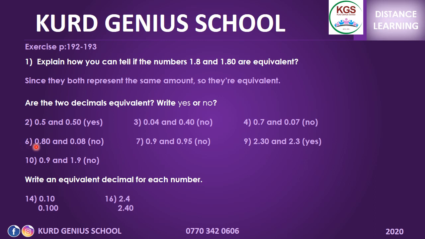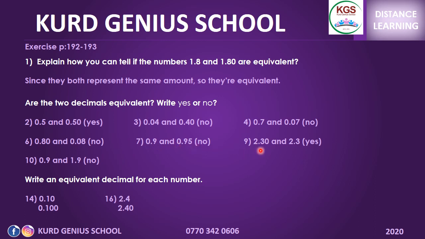Number 6. 80 hundredths and 8 hundredths. Are these two equivalent? No. Why? Because here we have 8 parts out of 100 parts, but here we have 80 parts out of 100 parts. Number 7. We have 9/10ths and 95 hundredths. Are these two equivalent? No. Why? Because here we have 5 hundredths. So this number is greater than this number by 5 hundredths. So we can't say that these two numbers are equivalent.